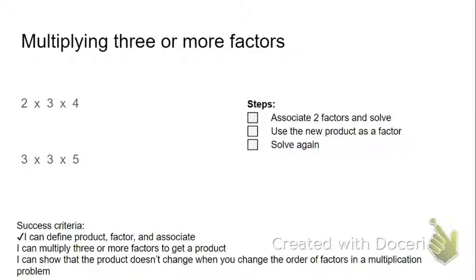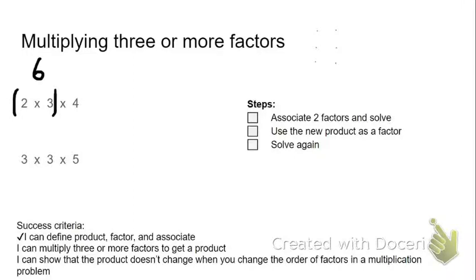So number 1 here, I've got 2 times 3 times 4. Well, step 1 says associate 2 factors. To associate the factors, I'm going to draw parentheses around them. Okay, and I'm just going to look at those. I need to know what is 2 times 3 because I associated them, and now I'm going to solve. This is just a right there fact for me. I know that 2 times 3 is 6. If you don't, you can do 1, 2, 1, 2, 1, 2, 3 times and count up the dots. 1, 2, 3, 4, 5, 6. 2 times 3, well, that's 6. I'm going to write 6 up here.